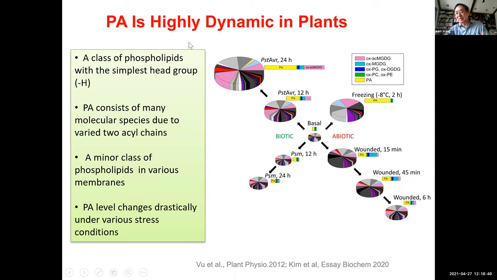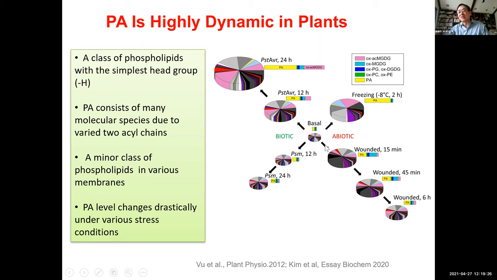Here I want to show phosphatidic acid as an example. It's a very highly dynamic metabolite, and what's shown here is under different stress conditions. If you look at this meter, the basal means the Arabidopsis plants that are not stressed. But once stressed, many of those lipid metabolites undergo fluctuation. What I want you to pay attention to is this yellow bar, which shows the level of phosphatidic acid.